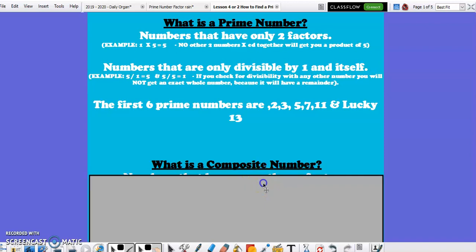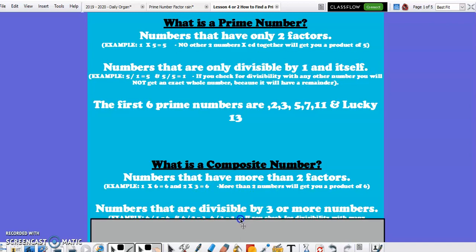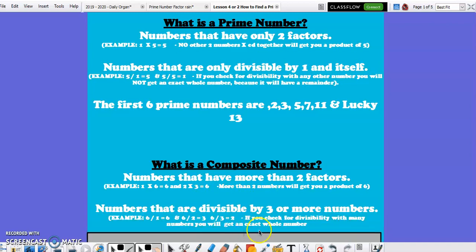It's the opposite of a prime number. This is a number that has more than 2 factors, or at least 3 factors. An example would be 6, because yes, 1 and 6 are factors of that number. When multiplied together, you get 6, but 2 and 3 are also factors of that number. More than 2 numbers will get you the product of 6. Numbers that are divisible by 3 numbers or more are composite numbers.